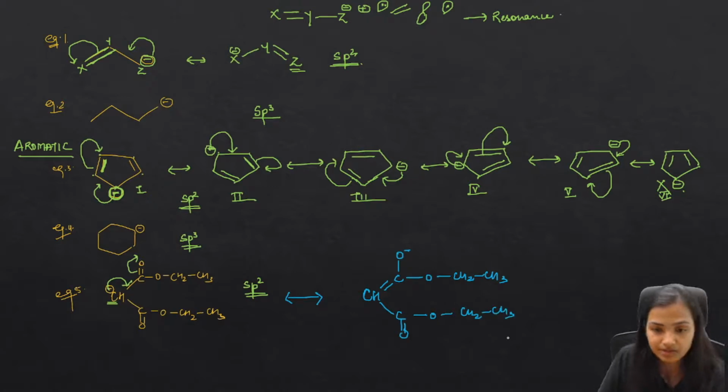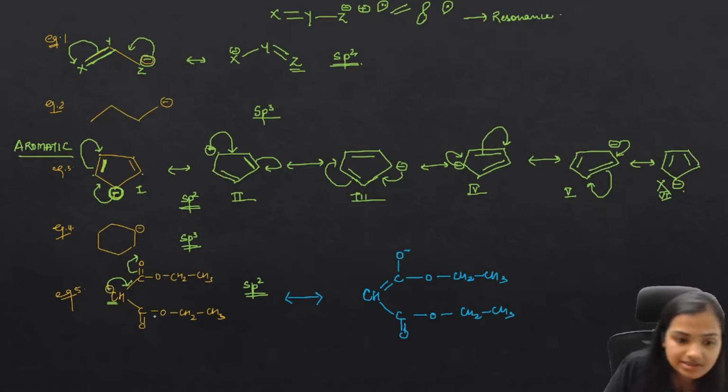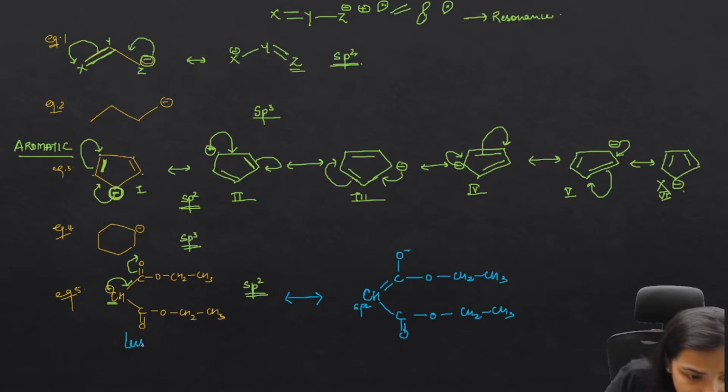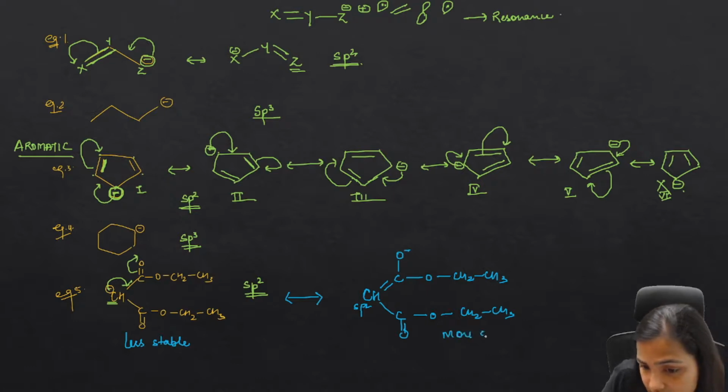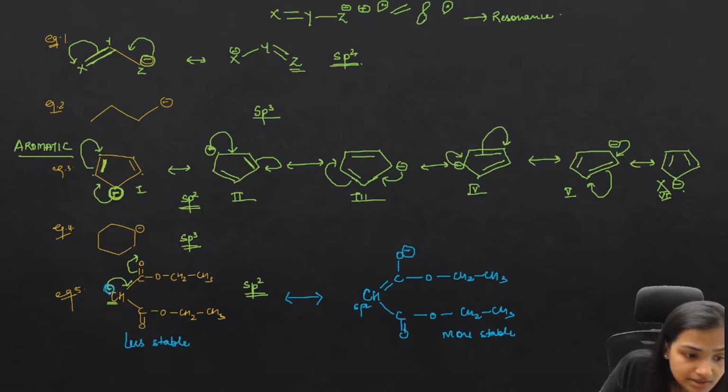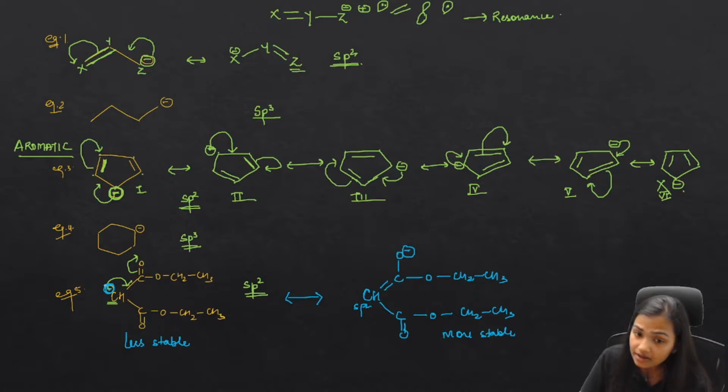So what is the difference between the two? If you talk about the stability, this is a carbanion, this is also a carbanion, this is sp2, this is also sp2 because of the resonance. But here the negative charge on carbon is less stable, and this one is more stable. Why is this more stable? This carbanion is stable because of the resonance, but when you draw its resonating structure, the negative charge over O is more stable than the negative charge over the carbon, because charge is stable as per the nature of the atom. So this is more stable, this is less stable.